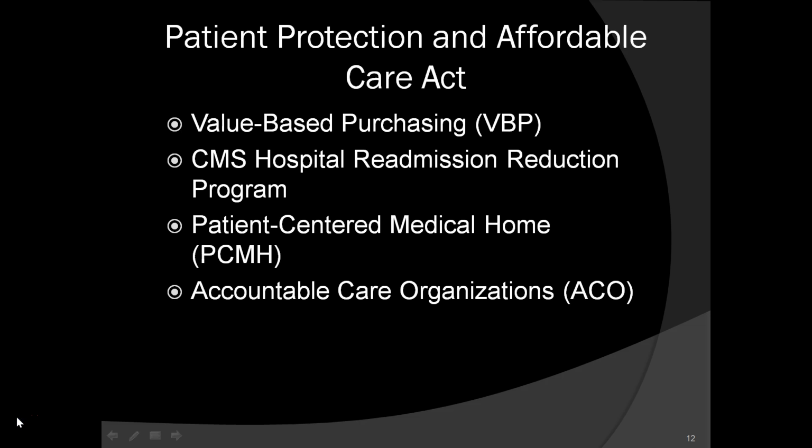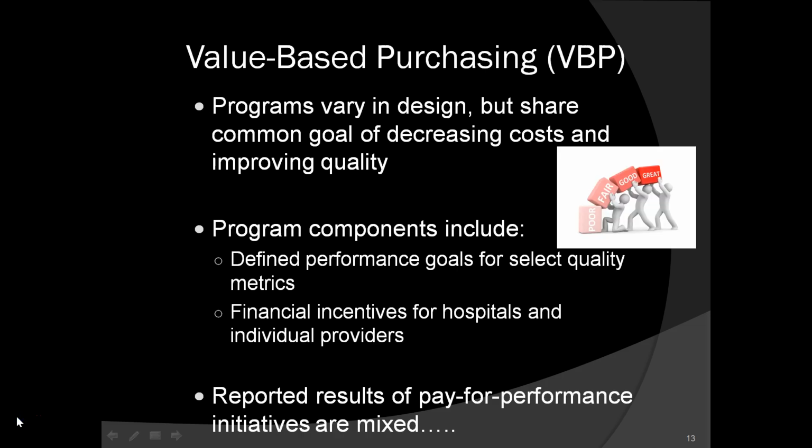So the Patient Protection and Affordable Care Act actually developed a few more programs. They developed the Value-Based Purchasing Program, the CMS Hospital Readmission Reduction Program, Patient-Centered Medical Homes, as well as accountable care organizations. Now, the accountable care organizations and the patient-centered medical homes are intended to improve healthcare quality and safety across care settings. So value-based purchasing, this program bases payment on facilities' performance on a variety of cost and quality measures. Programs may vary in design, but share common goals of decreasing cost and improving quality.